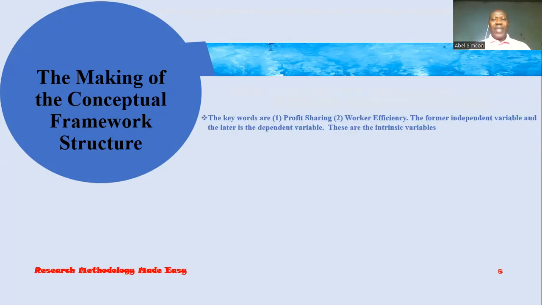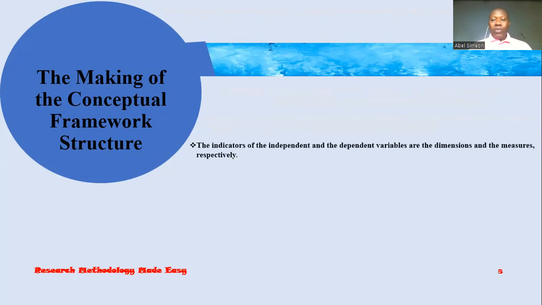So next after that, I want to let you know that the dependent and independent variable are what I refer to as the intrinsic variables because they are already seen from the face value, from the periphery of the topic. Then quickly you look for the indicators of the independent and dependent variable. As I told you in my previous video, the indicators of the independent variable are called the dimensions, while the indicators of the dependent variable are called the measures. You have to ascertain that.